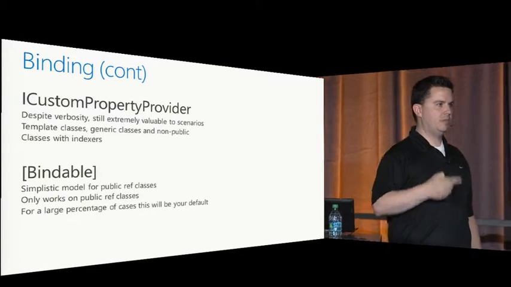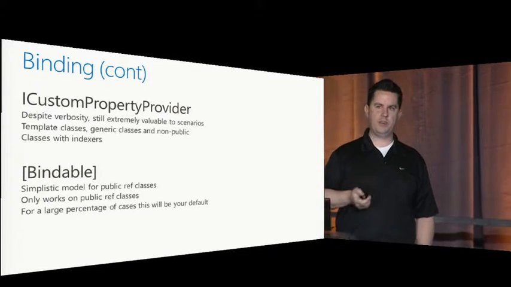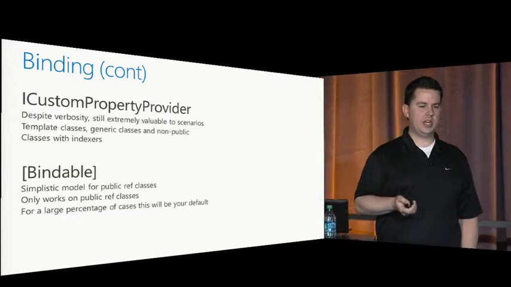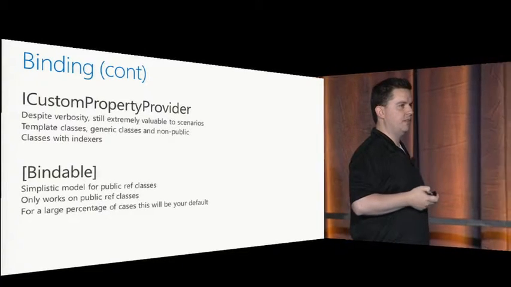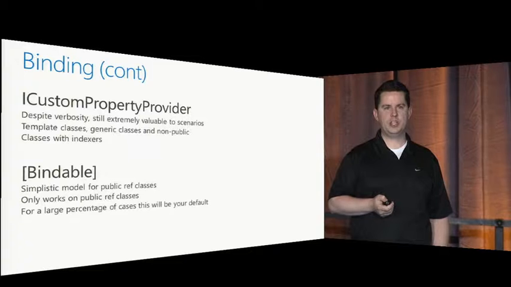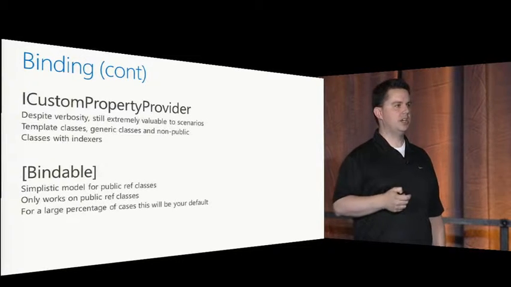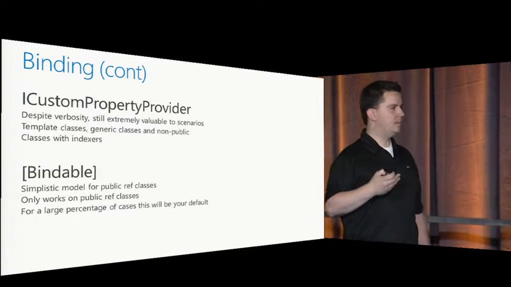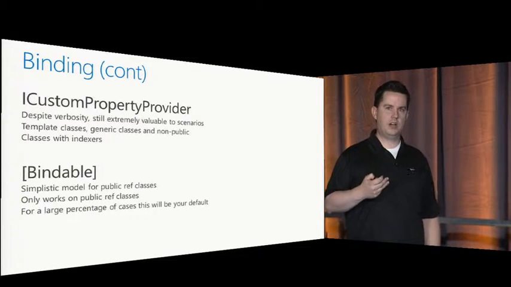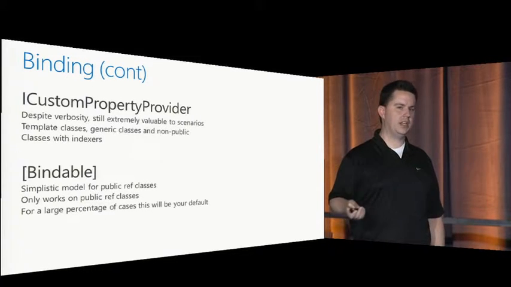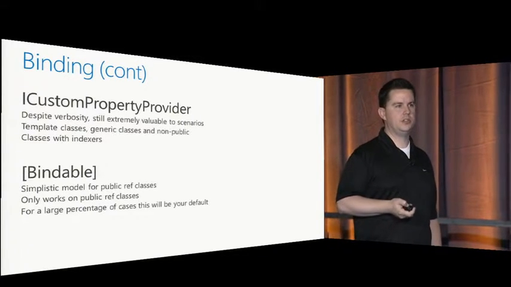So to sum up on binding, again, it's a key fundamental of our framework. From a type standpoint, you have two mechanisms to do it. The first one I showed you was a pretty verbose ICustomPropertyProvider implementation. And then the second was simplifying that by using the bindable attribute. Now there are absolutely valid cases for ICustomPropertyProvider, so we don't want to discount that, and we're not deprecating that. That's still an available API for you to use.